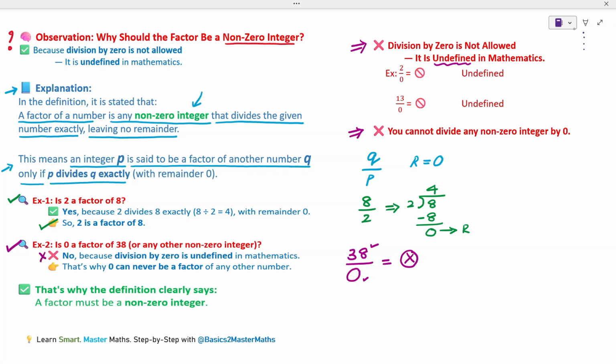Therefore, 0 is not a factor of 38 because division by 0 is undefined in mathematics. Got it? Hence, in the definition, it is clearly said a factor must be a non-zero integer. Got it?